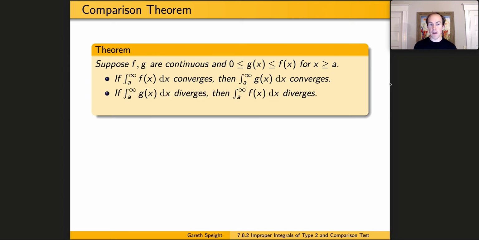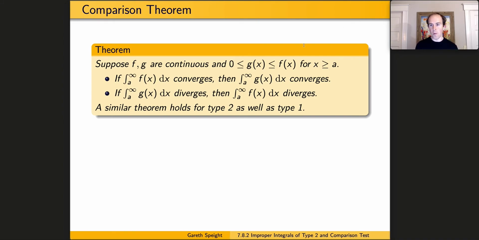Okay, and then going the other way, if the integral of g diverges, then the integral of f diverges. So we're saying if the small function diverges, then the integral of the larger function must also diverge. So here we're saying that if the graph of g is below the graph of f, and there is an infinite area beneath the graph of g, then there must be an infinite area beneath the graph of f, for instance, just intuitively. Okay, and as I said, there is a similar theorem for type 1 and type 2.